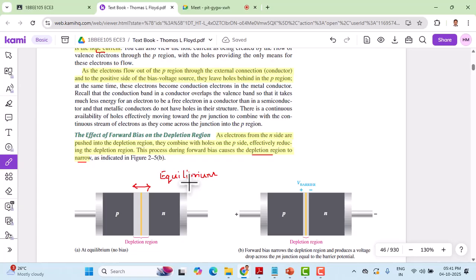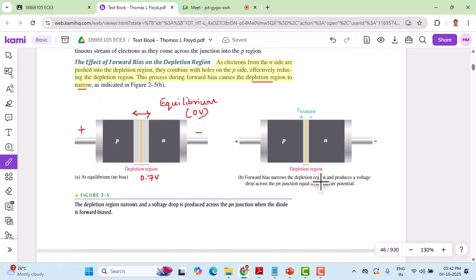Okay, no bias, 0 volts applied across this. So here you have negative and positive. Though it is forward bias, without applying any voltage, we have a wider depletion region here. But applying a voltage equal to the barrier potential, which is 0.7 volts, is shown in the next one. So here the voltage applied is equal to the barrier potential. So what happens, you can see this depletion region has been narrowed here, which has become very thin in dimension.